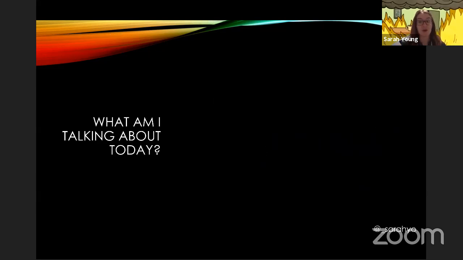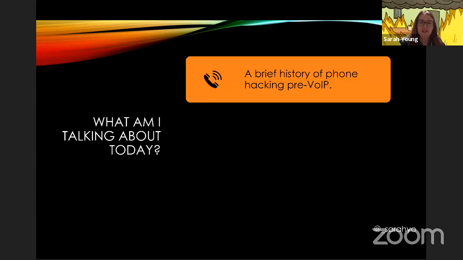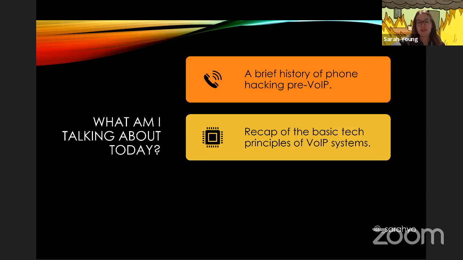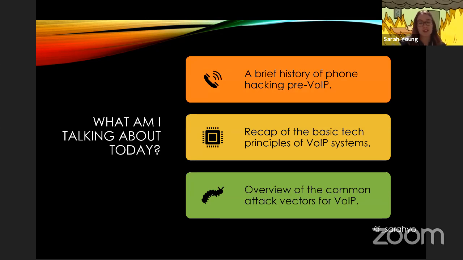So let's get on to what I'm actually talking about today. I'm going to talk about a brief history of phone hacking before VoIP, because of course, traditional telephony has been around a lot longer than VoIP, and that was also hacked. So I just wanted to talk briefly about how that was done in the past. Then I'm going to give you, it might be a recap for some of you, but for others, a 101 of the basic tech principles for VoIP systems. And then we'll look at the common attack vectors for VoIP and the kind of ways VoIP gets attacked.